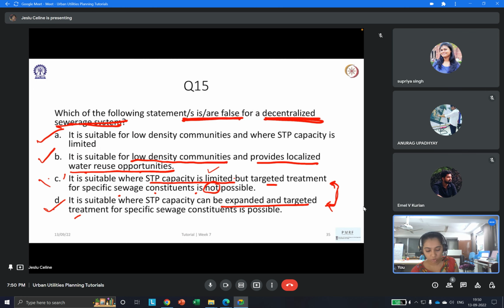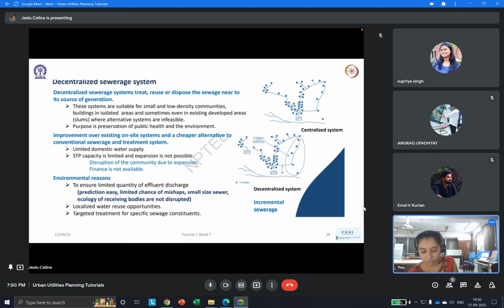Let's also look at what we learned so that we are clear about the concept. Decentralized sewage systems treat, reuse, or dispose sewage near the source of generation, so we don't have to take it to another place like a centralized system. From the figure, there is only one STP for a centralized system, but for a decentralized system you have multiple STPs, plus certain on-site systems. Because of this, we even call it an incremental system, as it has multiple components within it.